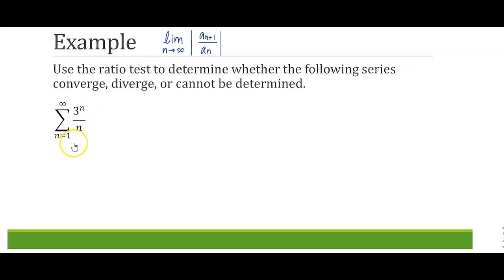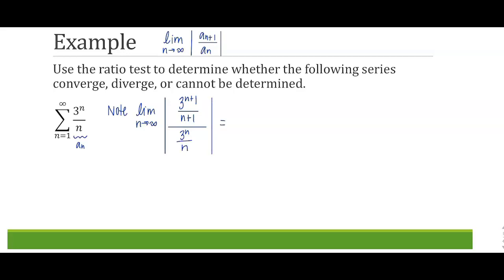So here's our generic a sub n, and we're asked to evaluate the limit as n approaches infinity of a sub n plus 1 first, which is just substituting an n plus 1 for each n. So let's start by saying, note that the limit as n approaches infinity of the absolute value of 3 to the n plus 1 over n plus 1, so that's the a sub n plus 1 part, over a sub n, which is just the general term, so over 3 to the n over n.